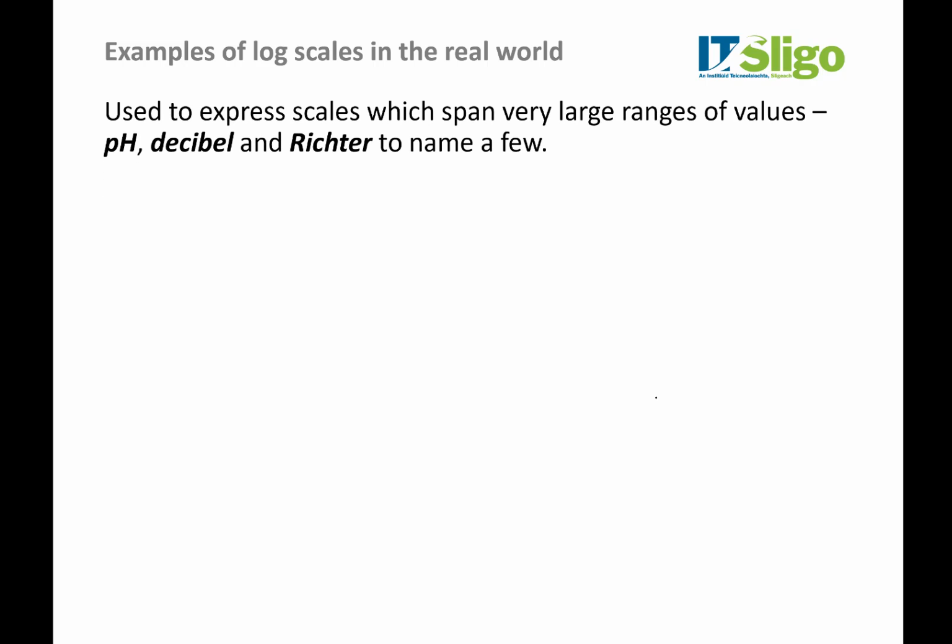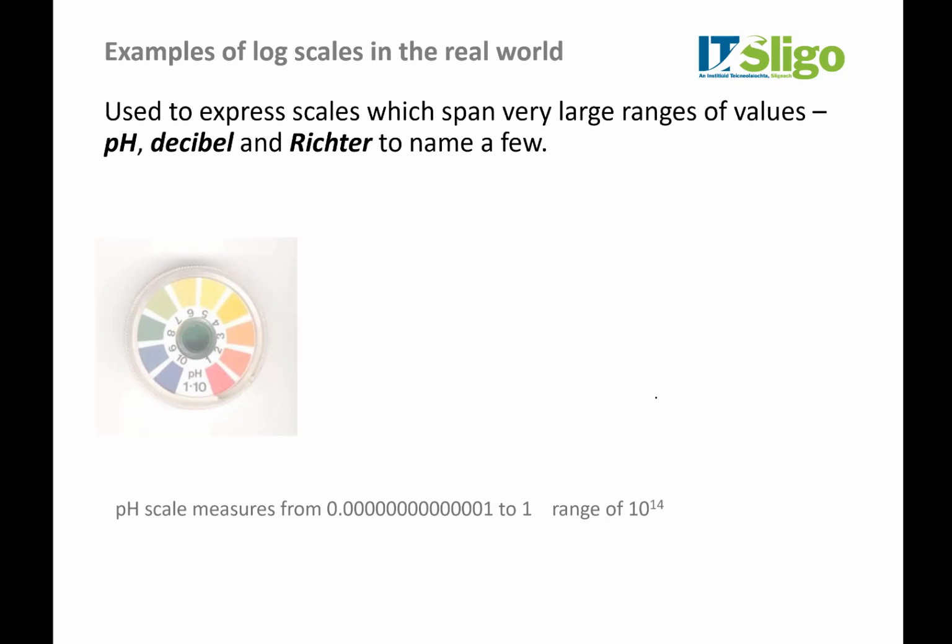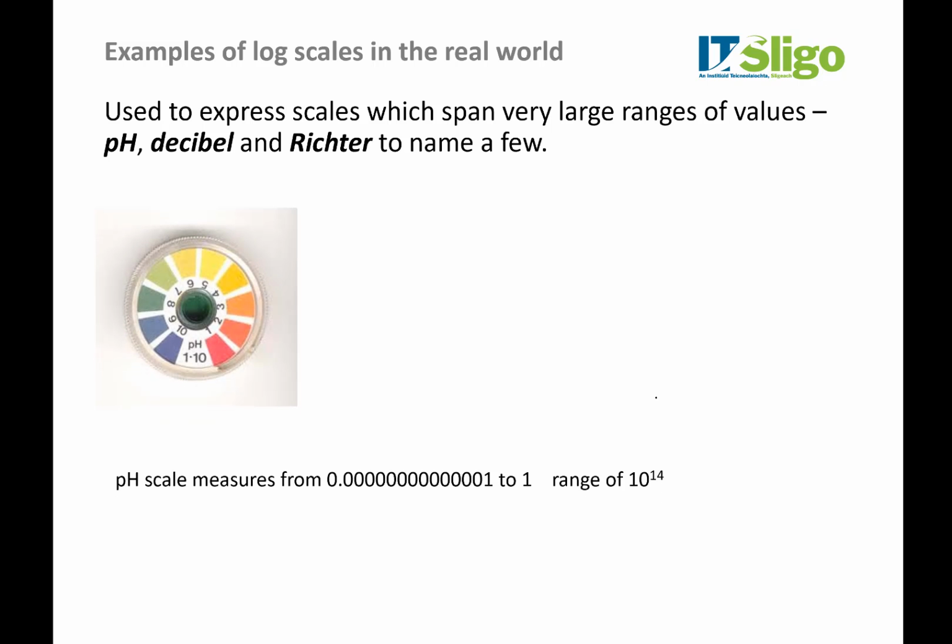So in the real world, where do logs occur? Three areas: pH, decibel, and Richter. The pH scale measures from this very, very small number up as far as 1. It covers a range of 10 to the power 14. And guys, that's where your pH scale comes from, 0 to 14.